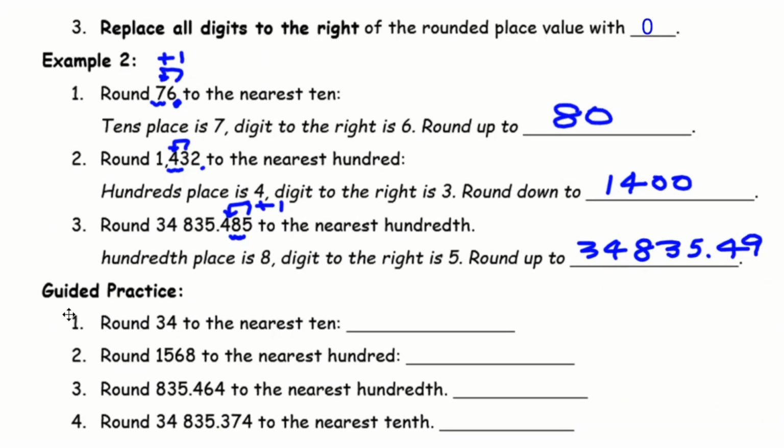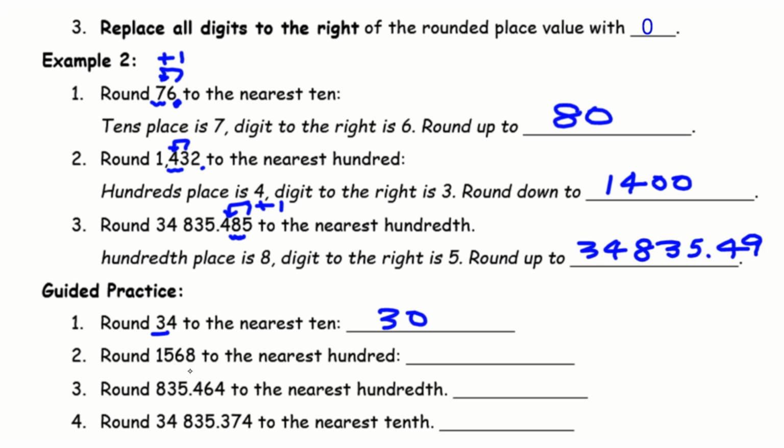Now we are going to see guided practice. Round 34 to the nearest 10. From the decimal to the left is ones, tens. So 3 is in the tens place value. The digit is 3, and the digit to the right of this place value is 4. Less than 5, so we round down. We don't change the 3. We don't round up. So 3 stays here, and the number to the right of 3 will be 0.